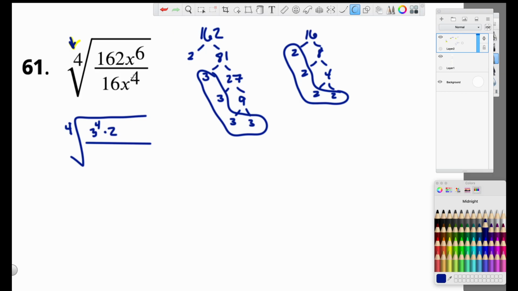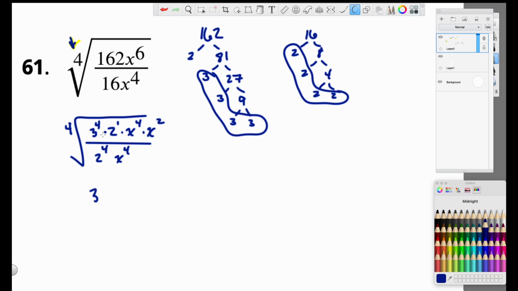Now x to the 6th. How about we write this as x to the 4th times x to the 2nd. I'll show you why that makes sense in a minute. This is 2 to the 4th, x to the 4th. Okay, so what is the 4th root of 3 to the 4th? What happens to the 4th and the 4 here? They cancel, right? So the 4th root of 3 to the 4th is 3. So the 3 comes out.